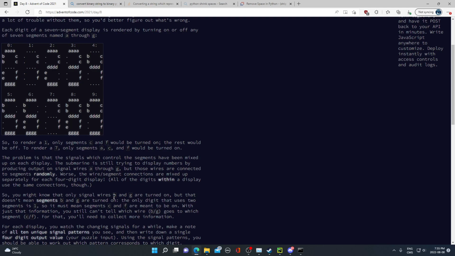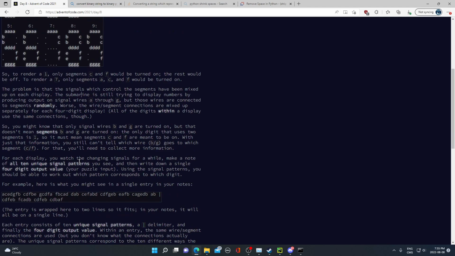The only digit that uses 2 segments is 1. So that means segments C and F are meant to be on. With just that information, you still can't tell which wire B and G goes to which segment, correct? For that, you'll need to collect more information. For each display, you watch the changing signals for a while. Make a note of all 10 unique signal patterns you see. And then write down a single 4-digit output value, which is your puzzle input.